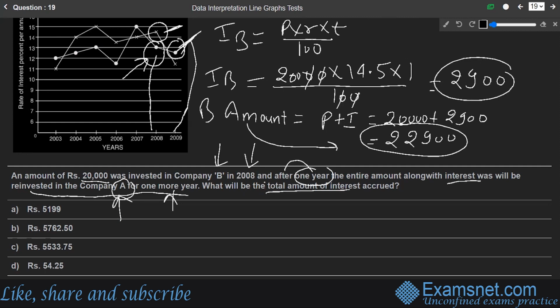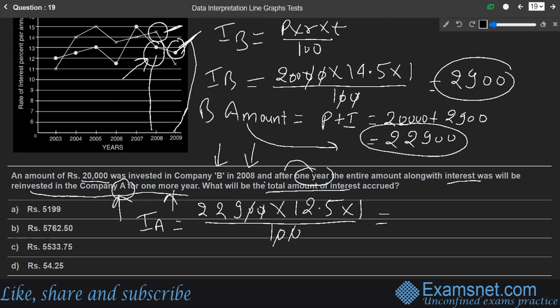Now this 22,900, we have to find out interest earned in A. This 22,900 is reinvested in company A, which was offering 12.5% rate of interest, into 1 upon 100, because it is invested for one more year. So if we solve this further, we can clearly find out the value. The value comes out to be 2862.50. So that is the interest earned from company B.